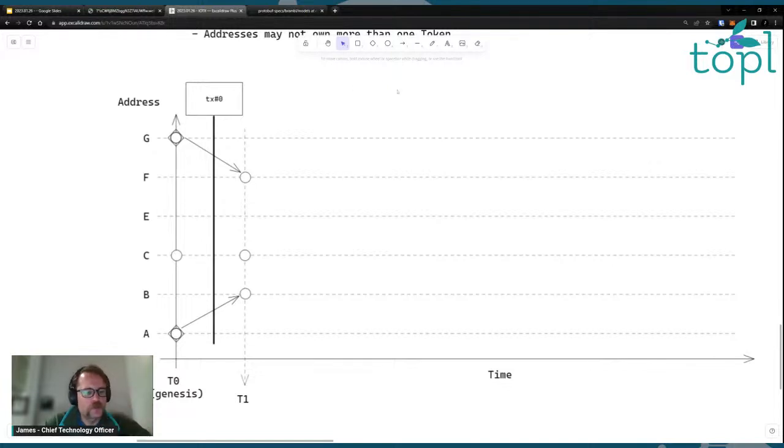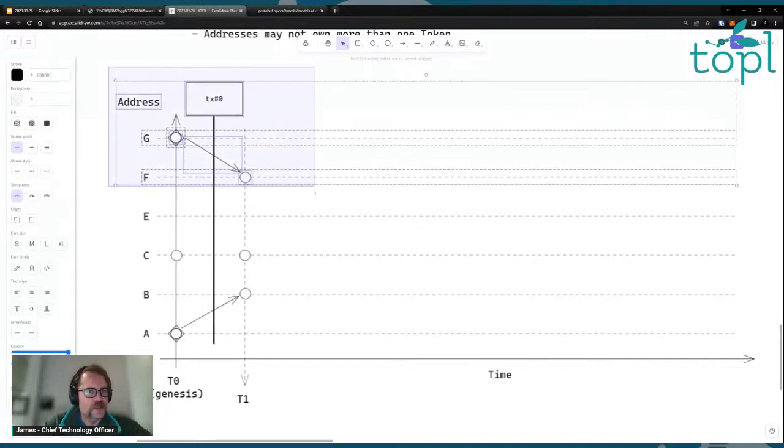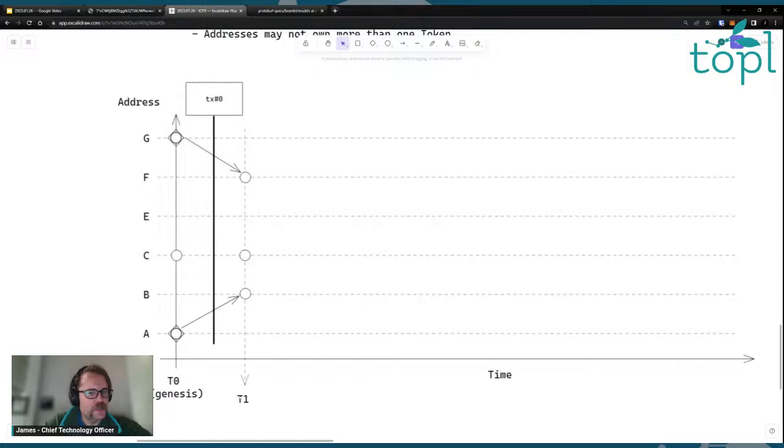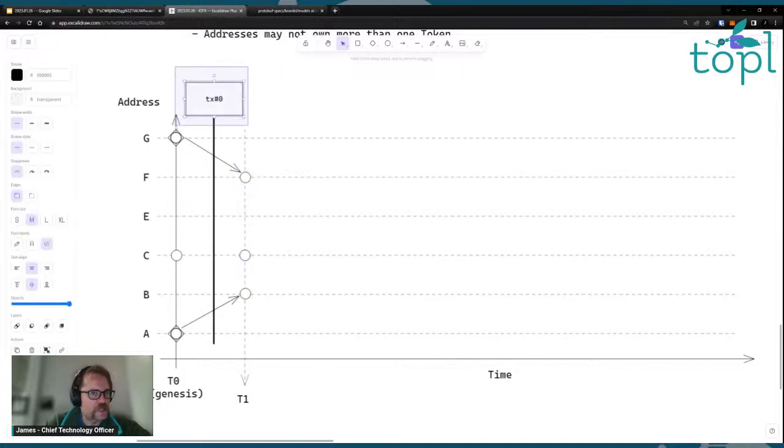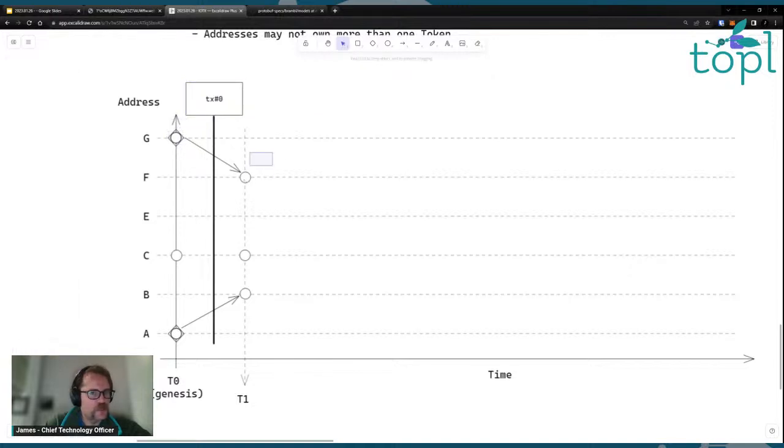Okay, to recenter, sorry for that little tangent. We're seeing when the ledger is at T1, the UTXO set is that F owns a UTXO, C owns a UTXO, and B owns a UTXO. And that is just following this one transaction 0, that had 2 inputs and 2 outputs.